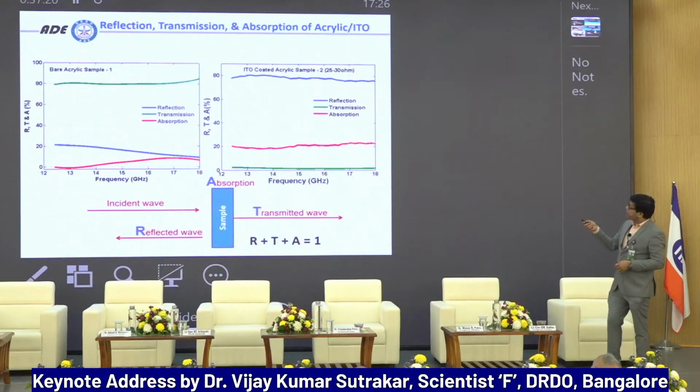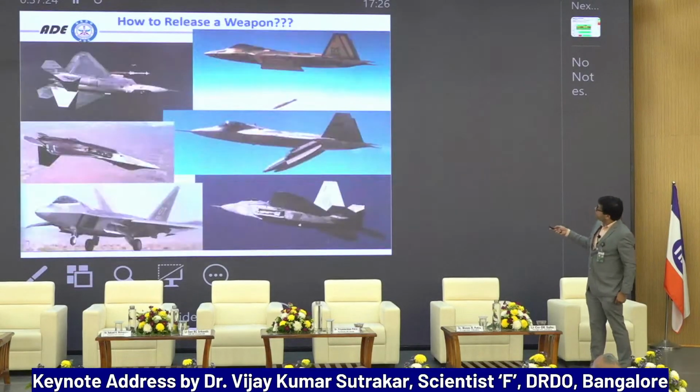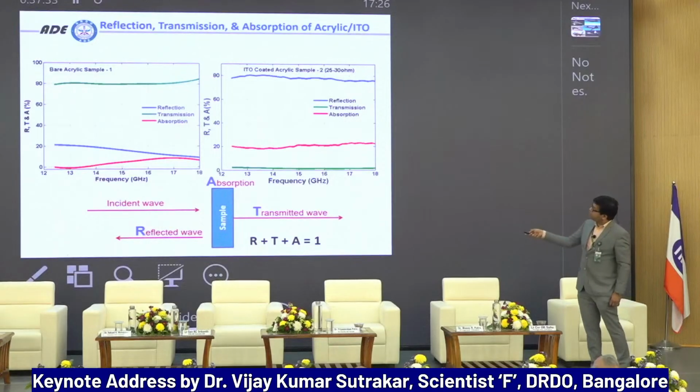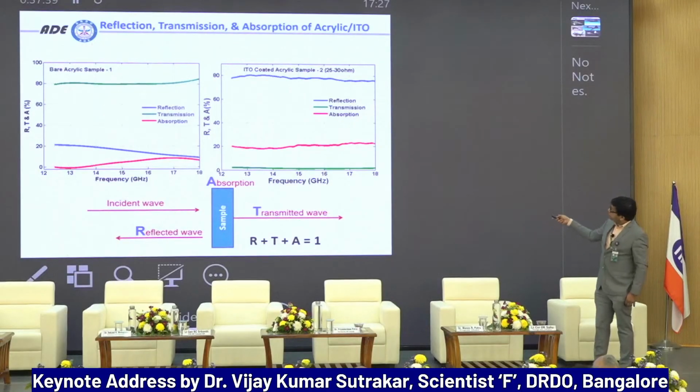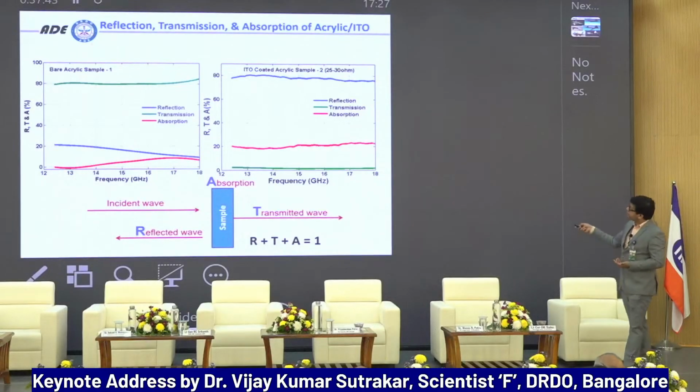Okay, so basically the coating I was talking about, what it does is this: see the green curve on the left side. If you are not coated, it is 20% reflecting, but if it is coated, it is almost 80% reflecting, and the rest is also becoming an absorber, so it is not transmitting, and we don't want any rays to be transmitted.